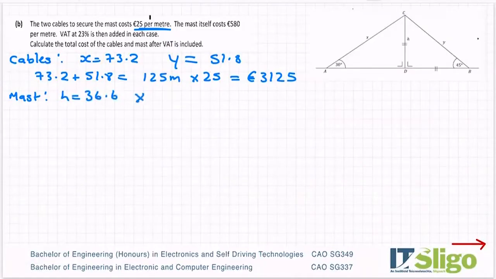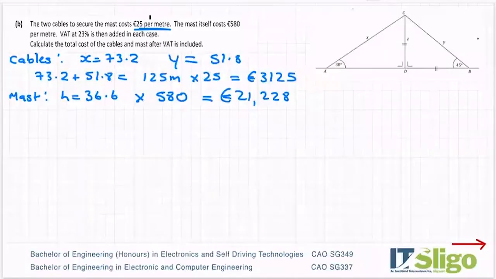Okay, so we need to multiply that by 580. So 580 multiplied by 36.6 is 21,228 euros. Okay. VAT is then added in each case.